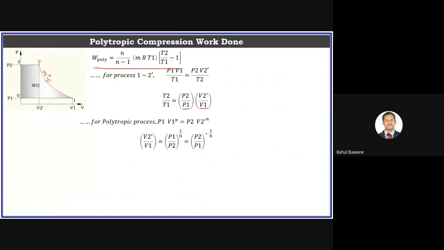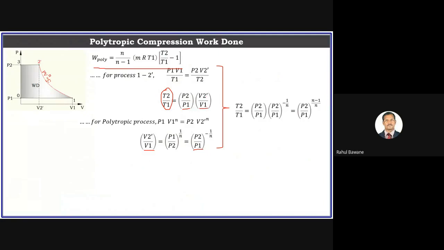But the first bracket has the pressure ratio P2 upon P1, delivery pressure upon suction pressure. So we will invert this. Once we invert, our power gets a negative sign. So V2 dash upon V1 will be (P2 upon P1) raised to the power minus 1 upon n. Now V2 dash upon V1 we will replace by P2 upon P1 raised to the power of 1 upon n. So by using all these things, we are going to replace the T2 upon T1 term.